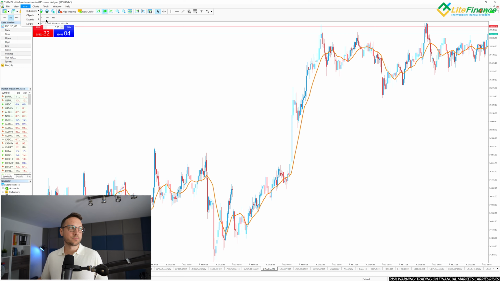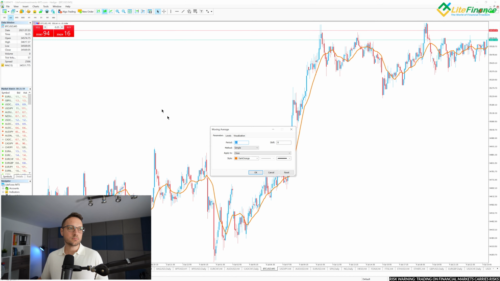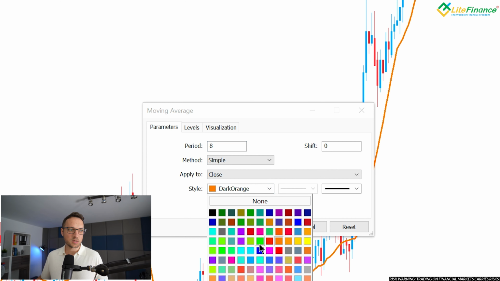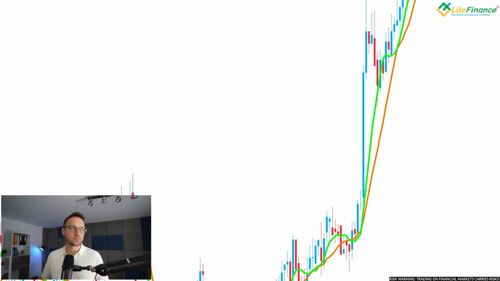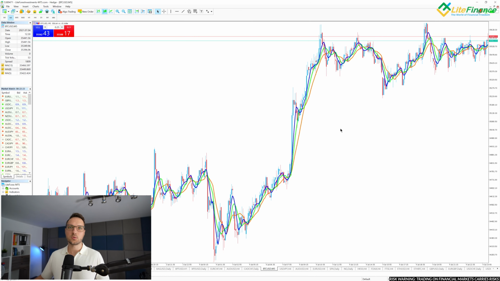Let's add that. Add another one, Trend, Moving Average. The second moving average will be 8 period. Let's make it, for example, green. And the third moving average will be 5 period. And let's make it blue. So, okay. This strategy goes as follows.